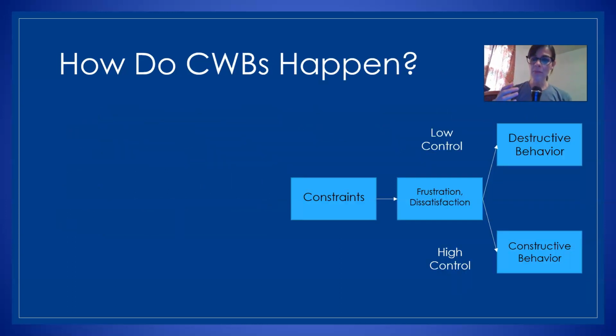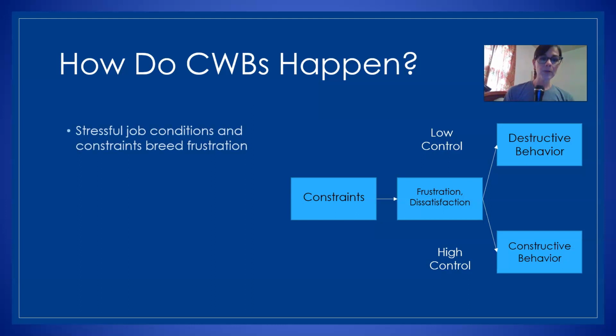So how do CWBs happen? CWBs happen in a variety of different ways. Generally, stressful job conditions and constraints breed frustration. So one example of a constraint might be that nobody at your company has gotten a raise for a while. Times have been really hard. Maybe the company's coming out of a recession. Maybe the economy's not doing well. Nobody's gotten a raise in years. And that creates a sense of frustration.